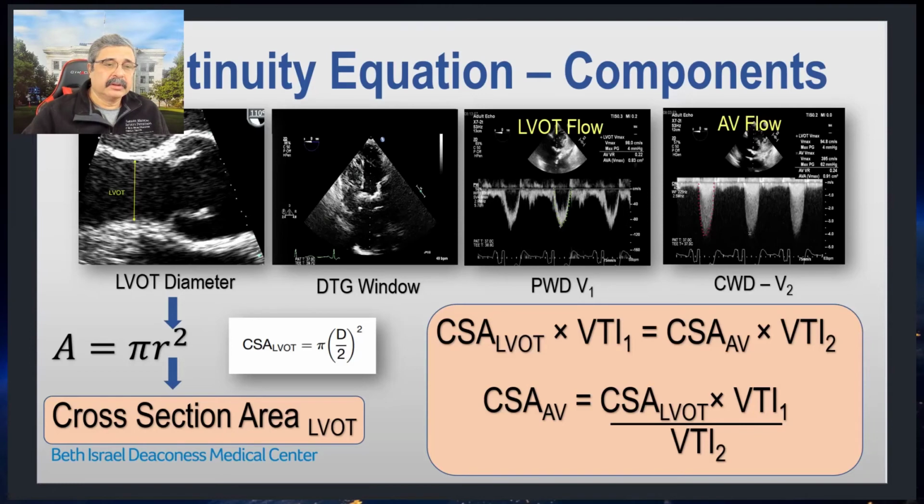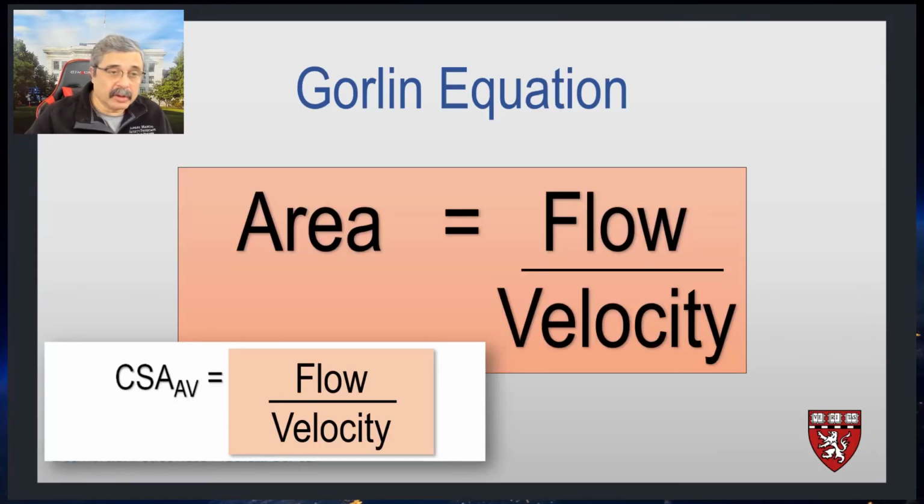Now, this is flow divided by the peak velocity. Sounds familiar? This is essentially the same as the Gorlin equation. It's not any different from Gorlin equation, which means area occupied by flow at any given moment in time is equal to the flow at that given moment in time divided by the peak velocity across that point. When you go over the continuity equation, cross-sectional area of the aortic valve is equal to flow divided by the peak velocity. So therefore, Gorlin and continuity equation are essentially the same principles of fluid dynamics and not any different.